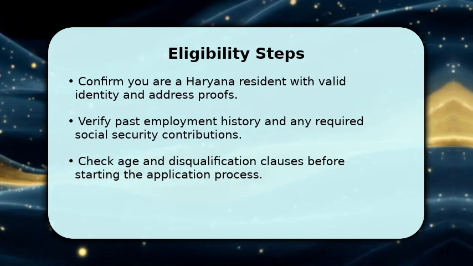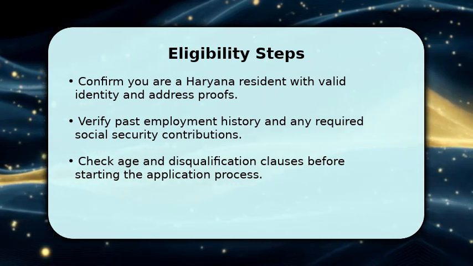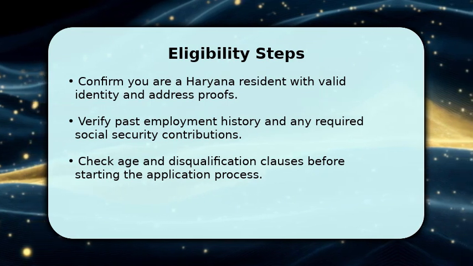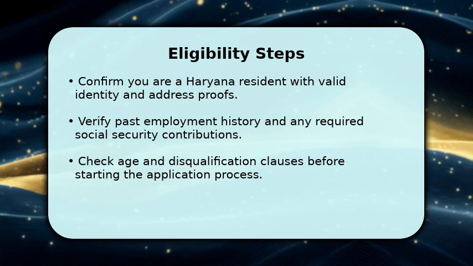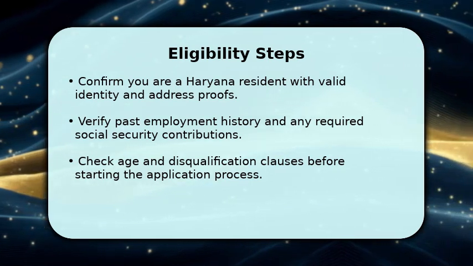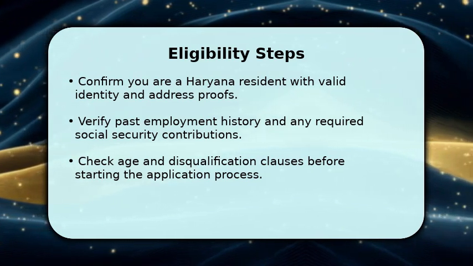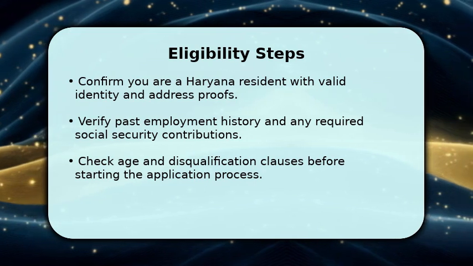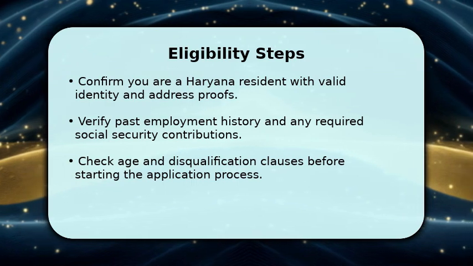Next, review age limits and disqualification rules like voluntary resignation or termination for misconduct. Prepare digital copies of your identity, address, bank details, and employment proof to speed up the process. If you lack any document, obtain certified copies or an affidavit as allowed. Clear preparation helps avoid rejections and speeds up benefit receipt.